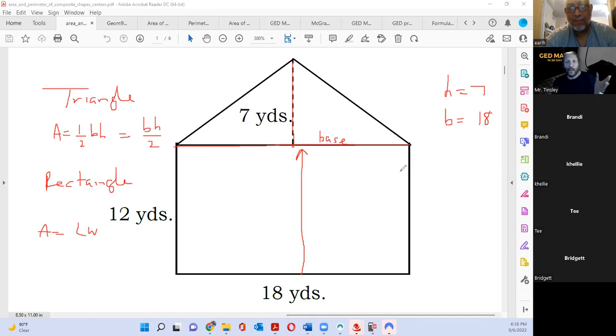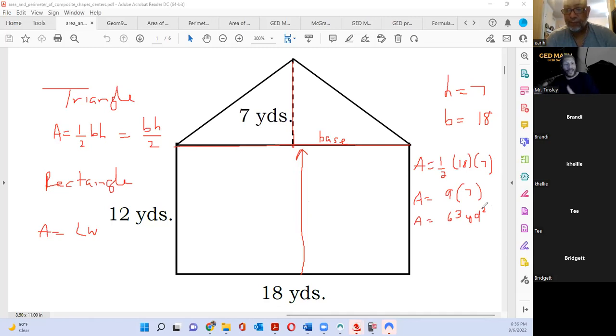So now we can plug into our calculator. Now, listen, I can't tell you what to do, okay? While you're working it out, what I would say is do it just like this. You would say area equals 1/2 base, which is 18, times the height, which is 7. Area equals 1/2 of 18 is 9, times 7. 9 times 7 is 63 yards squared.